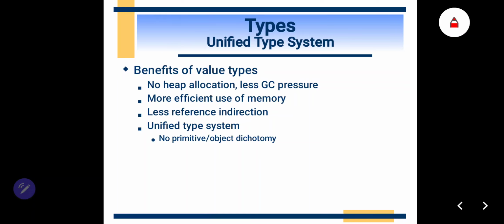Benefits of value types: no heap allocation, less GC pressure, more efficient use of memory because value types are small, less reference indirection, unified type system, no primitive or object dichotomy.